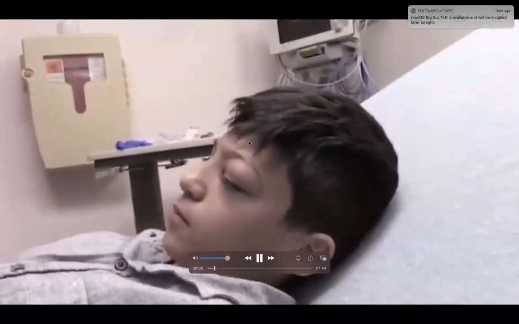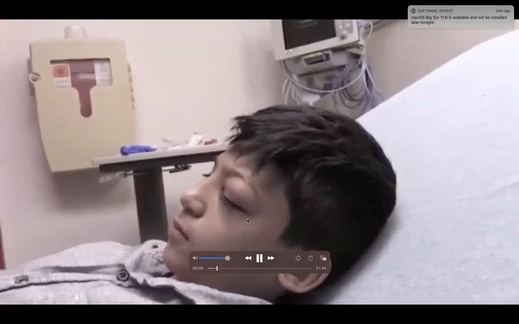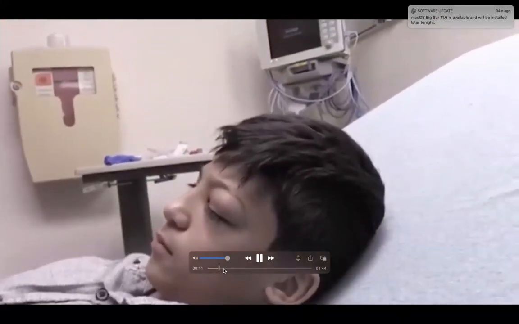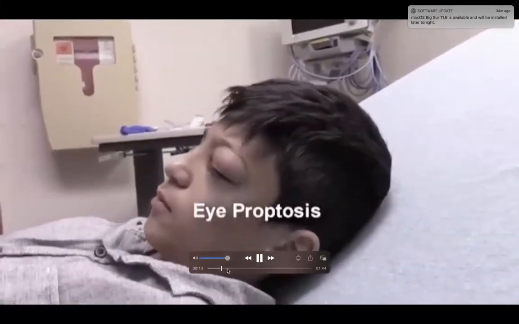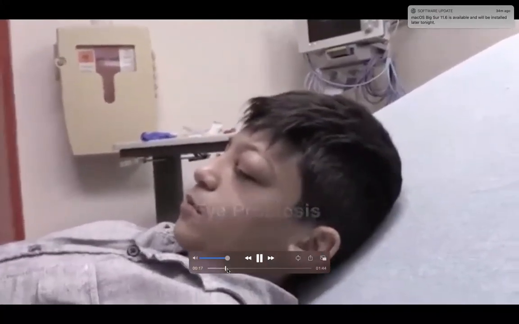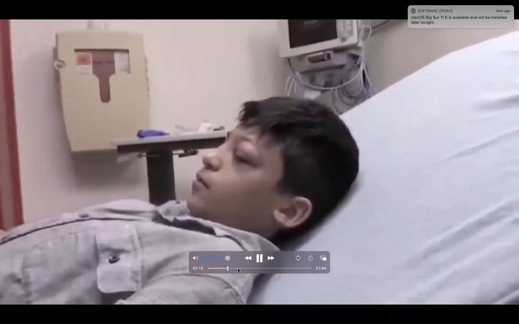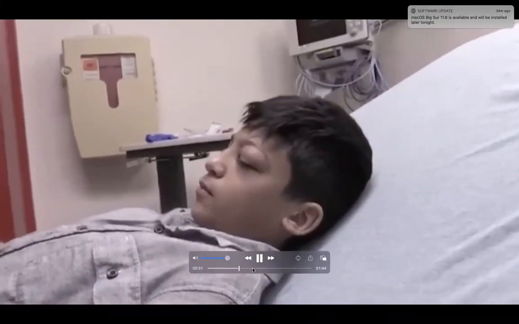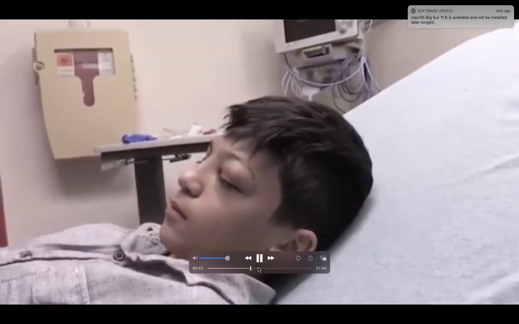So here there is swelling in the left eye. There's also proptosis.